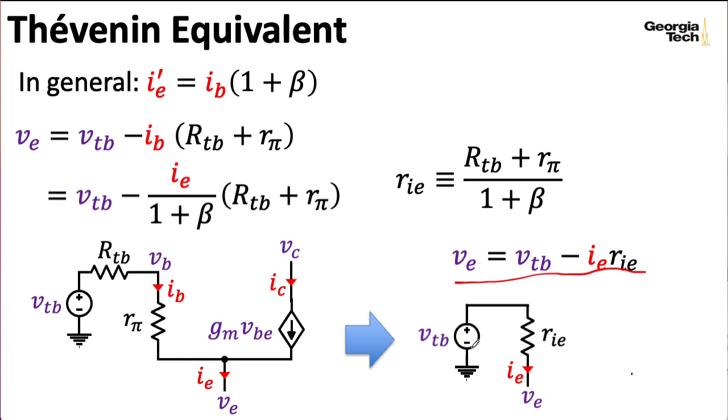So my Thevenin voltage is just VTB. My Thevenin resistance is RIE. So I can take all of the mess up here and replace it with this simple looking circuit.